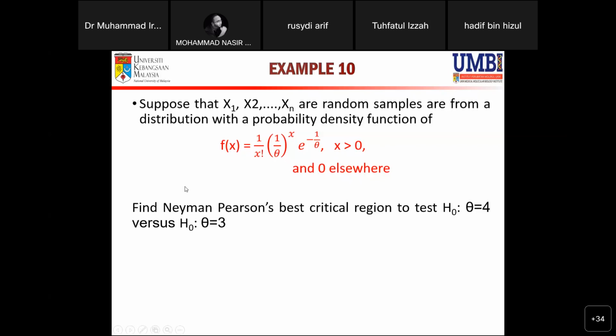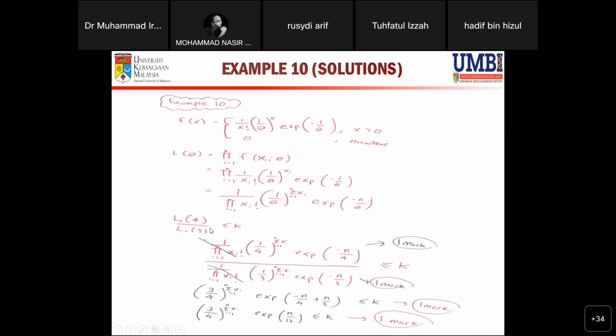In this case, our job is to find the Neyman-Pearson best region to test the null hypothesis where theta under the null hypothesis equals 4, versus the alternative hypothesis, where theta alternative equals 3. In this example, fx is given by these density functions, and we need to obtain the general likelihood form first. The general likelihood form is given by this one, which is the density function. After we perform some algebraic manipulations, it will end up with this one.